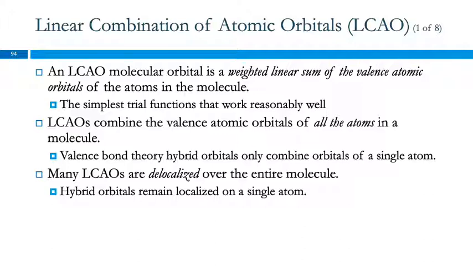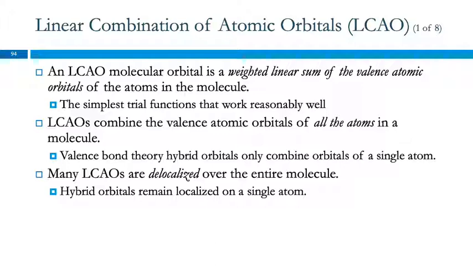In valence bond theory, we were looking at the central atom and the atomic orbitals on that atom, and we were hybridizing, combining those orbitals, but they stayed on the atom. Right? Here we're taking all the valence orbitals in the whole molecule and combining them. So you can imagine how that could get a little bit complicated.